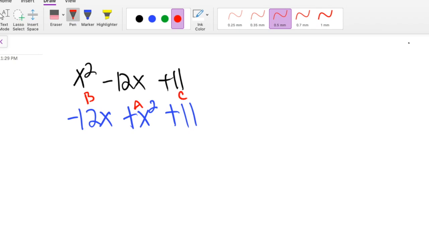Now, why do I say that? The reason I say that is because a lot of the times when we see problems that ask us to complete the square, they are written in ways that we're not really accustomed to seeing. So always remember that the term with the exponent is going to be your A term. The one with just an x is going to be the B term, and the one that's just a constant is going to be your C term.